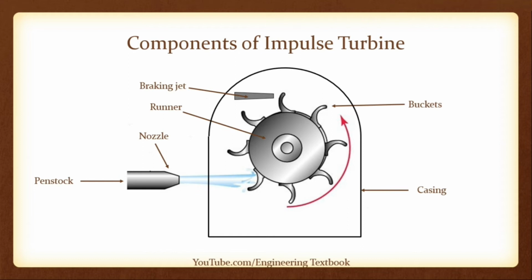Braking jet. A braking jet is used to stop the turbine blades after the supply of water from the nozzle is stopped. Turbine blades continue to rotate even after the water supply from the nozzle is stopped due to inertia. Hence, the braking jet is hit on the opposite side of the turbine blades to support and stop the blades from rotating instantly.